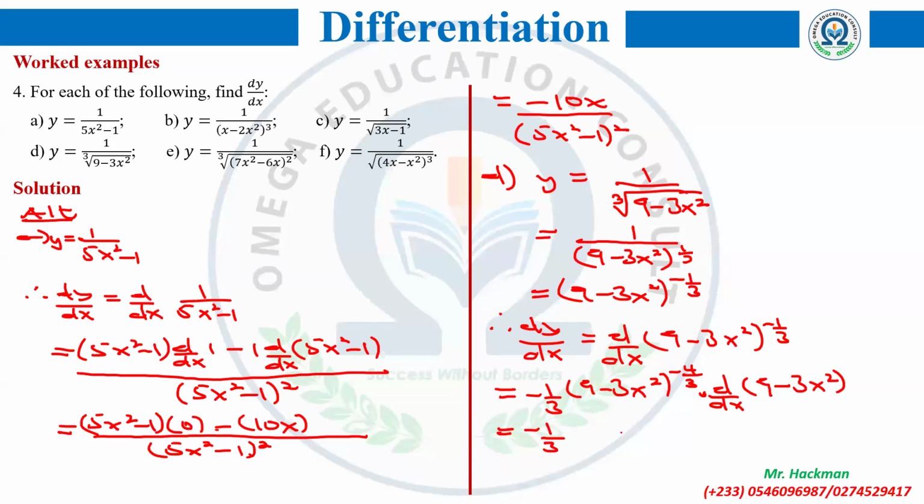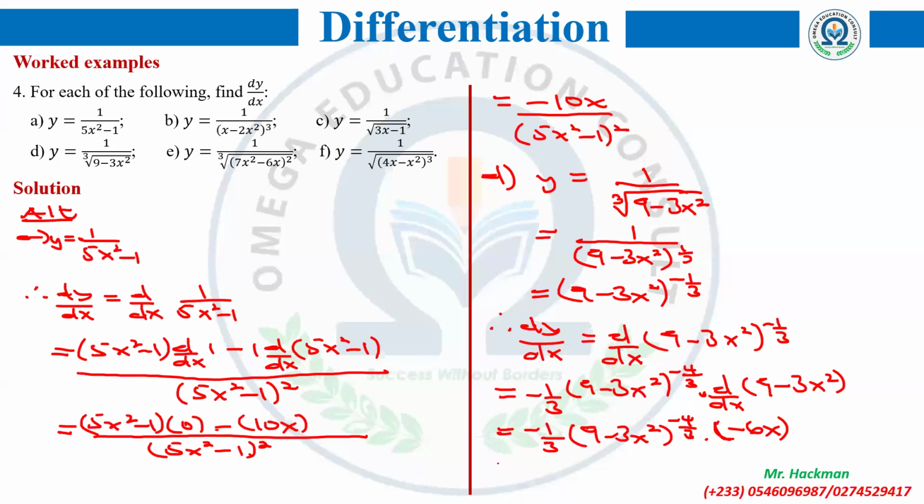Are we following, my professors? Then 9 minus 3x squared, all to the power minus 4 on 3, times, if you differentiate that, what do we get? Minus 6x. So now this factor and this factor, we can multiply. Negative times negative, we know we get a positive result.